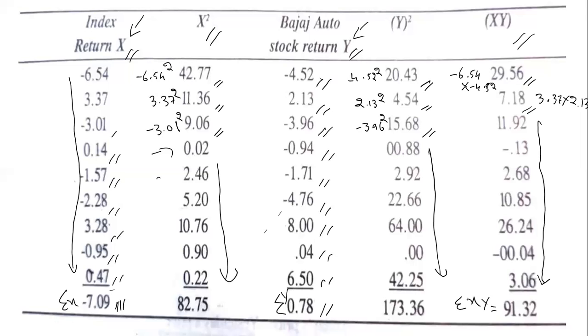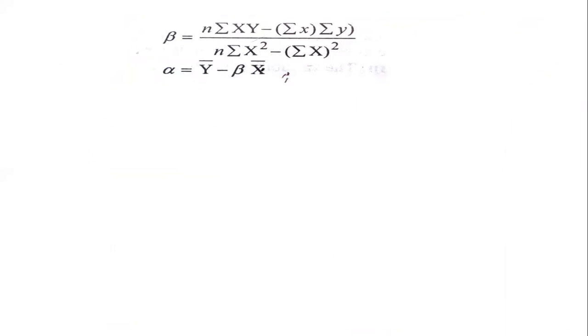Now let's move further. We will put the values in the formula to calculate the beta. Beta is n into summation xy minus summation x multiplied by summation y, divided by n into summation x square minus the square of summation x. So beta is equal to n into summation xy. The n value is 9, the number of days, into xy, which we have already calculated, that is 91.32.